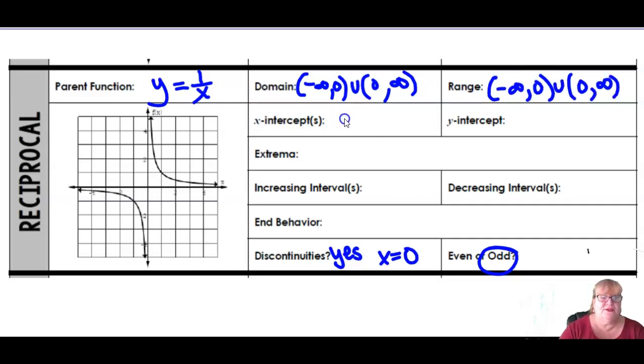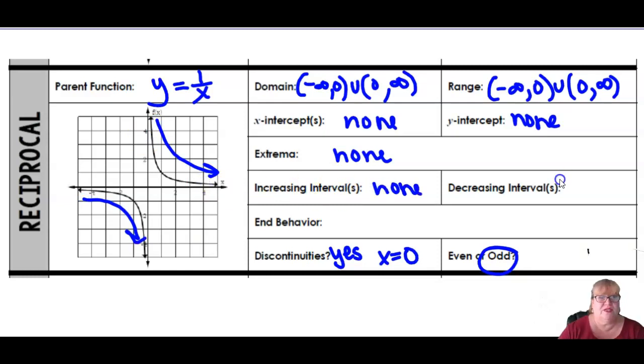All right, the y-intercepts, none. X-intercepts, none. Extrema, none. Increasing, well, as you go left to right this goes down, and this as you go left to right goes down. So increasing is none, but decreasing is the left branch and the right branch, but it is undefined in between.